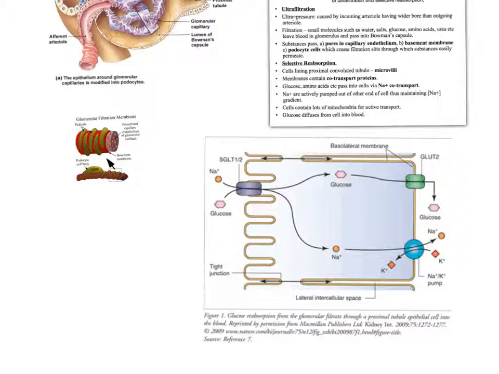These cells, I'll have to draw these in because they don't appear in this diagram, would also have lots of mitochondria in the cells because they're heavily involved in active transport, which we'll see in a second.